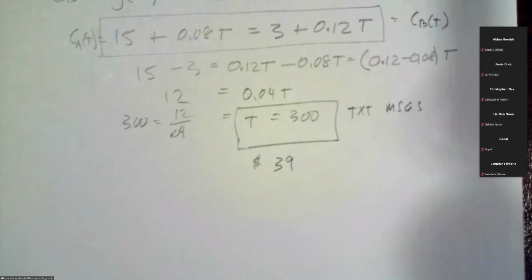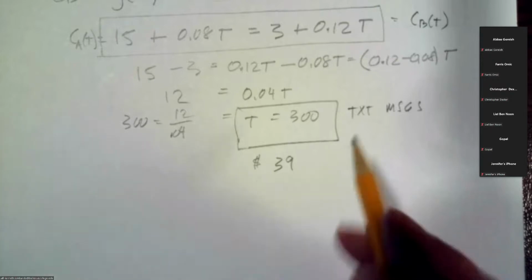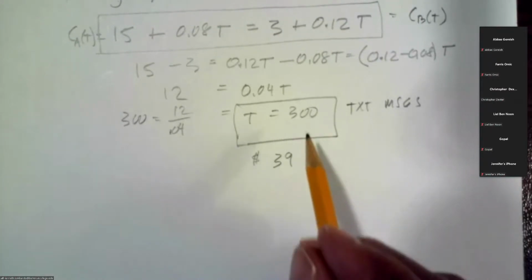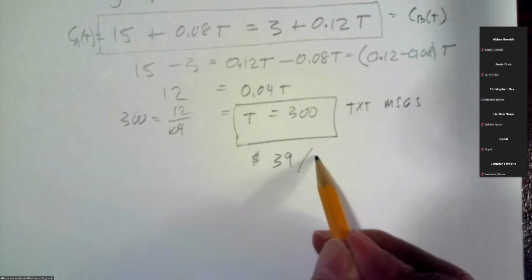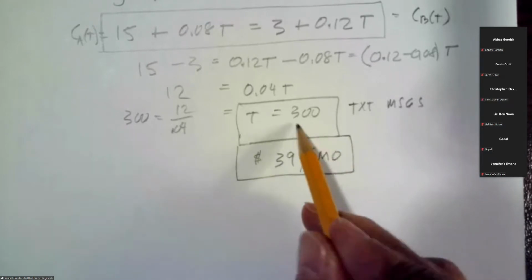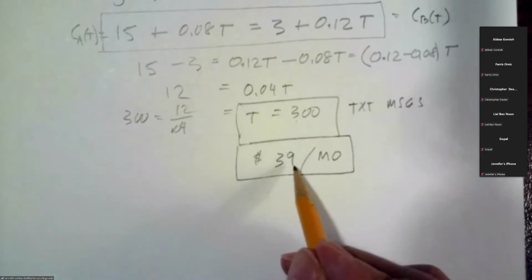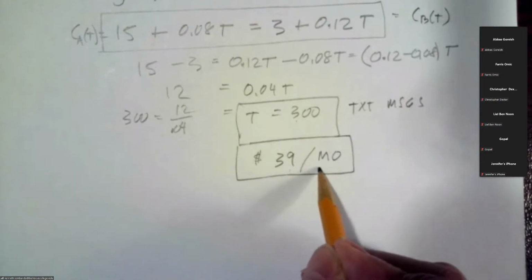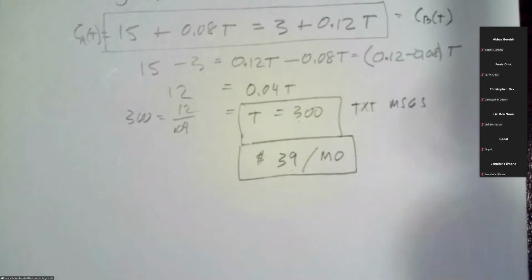$39 every year? No, just for 300. It'd be $39 every year or every week or every day or every what? For every 300 text messages. Per month, if you send 300 text messages. If you send 300 text messages a month, your charge will be $39 in that month. That makes sense to everybody? Questions on that?